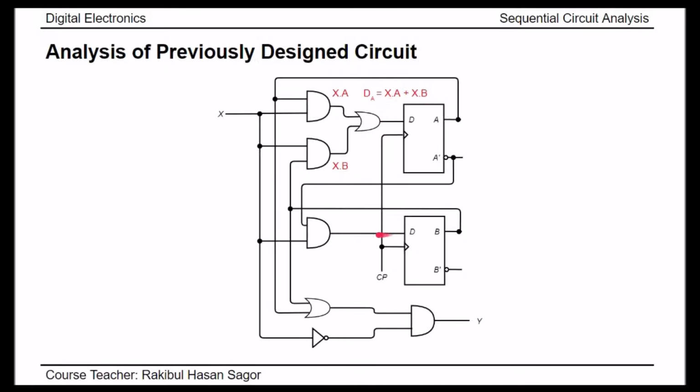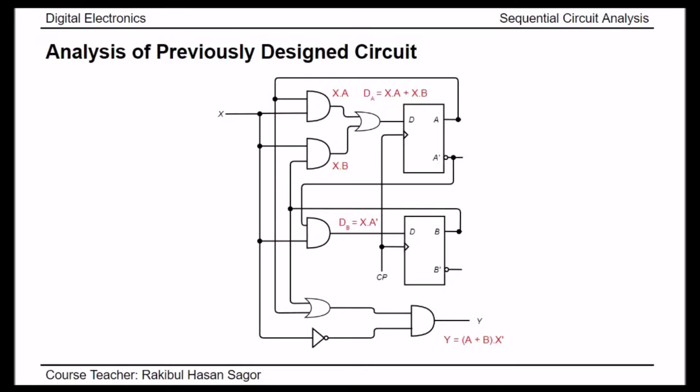Similarly, we need to find out the input of this D flip-flop. What is the input of this flip-flop? That is X and A prime. So I can write DB equals X and A prime. What is the output equation for this circuit? The output equation will be: A or B, whole ANDed with X prime. So these are the governing equations for this sequential circuit.